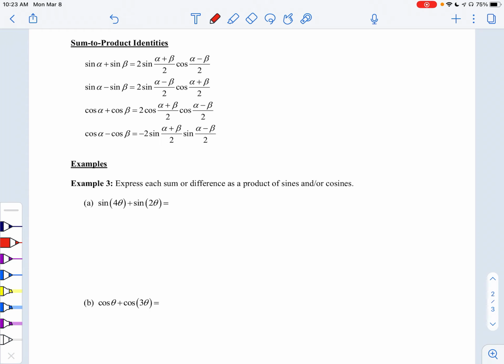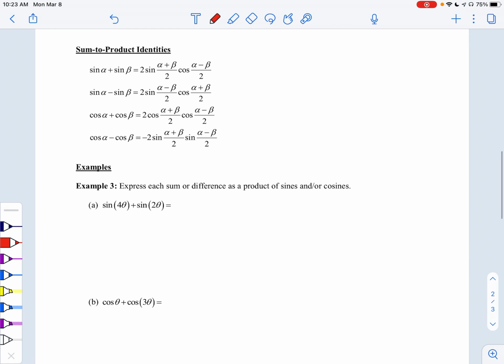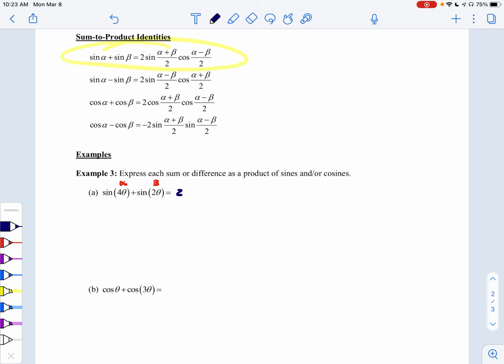So we have sine of 4 theta plus sine of 2 theta. So sine plus a sine. I'm going to be using our top formula here. And I am just going to label my angles as alpha and beta. So 4 theta is alpha, 2 theta is beta. And we're just going to plug it in. This is going to be 2 sine of (4 theta plus 2 theta) divided by 2 times the cosine of (4 theta minus 2 theta) divided by 2.